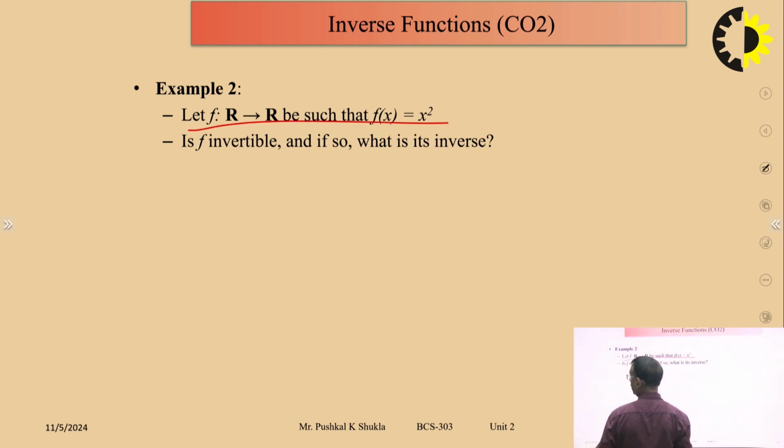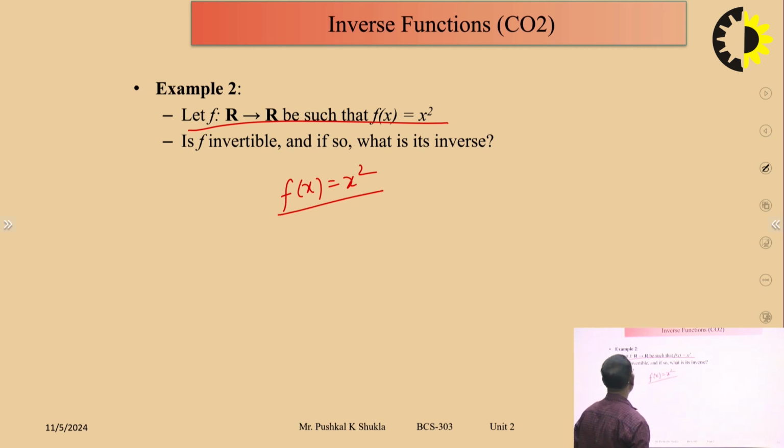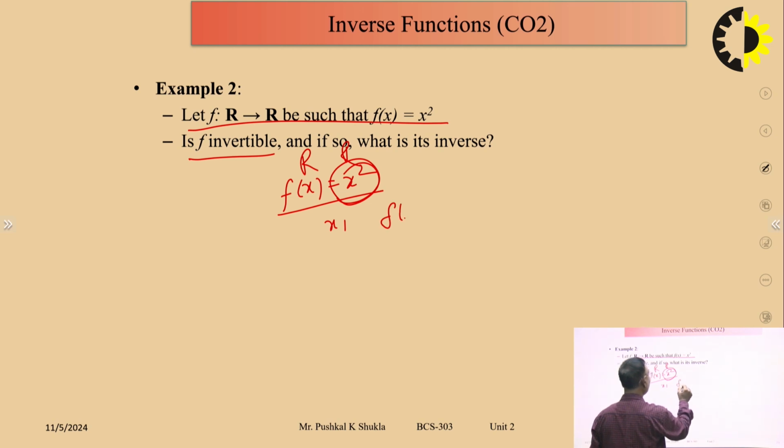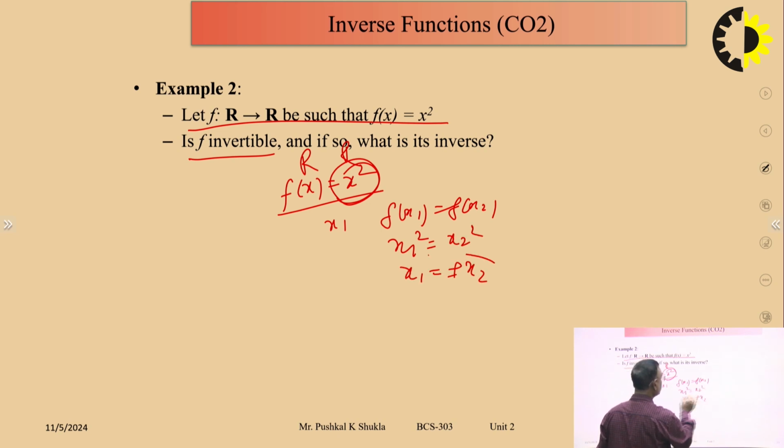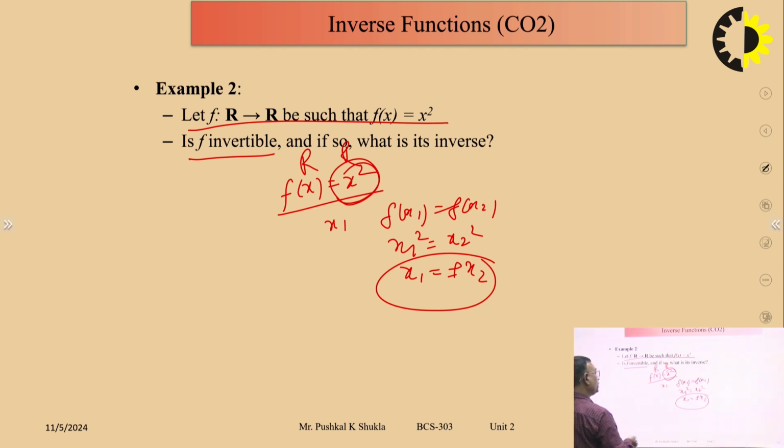For example, let f(x) = x^2, and the function is from real to real. Is f invertible? First of all we have to check whether it is one-one and onto or not. f(x1) = f(x2) gives x1^2 = x2^2, so x1 = plus or minus x2. So this is not one-one, so the inverse is not possible. So is f invertible? No. And if so, what is the inverse? Not possible in this case. Thank you.